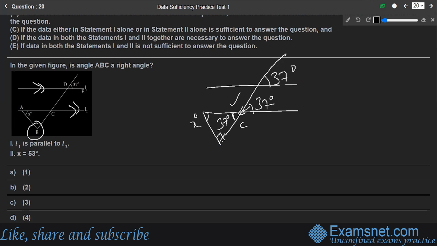So by the information of only one angle, we cannot decide whether the angle B is a right angle or not. So clearly, by this way we cannot answer. Only using statement number one, we cannot answer the question.